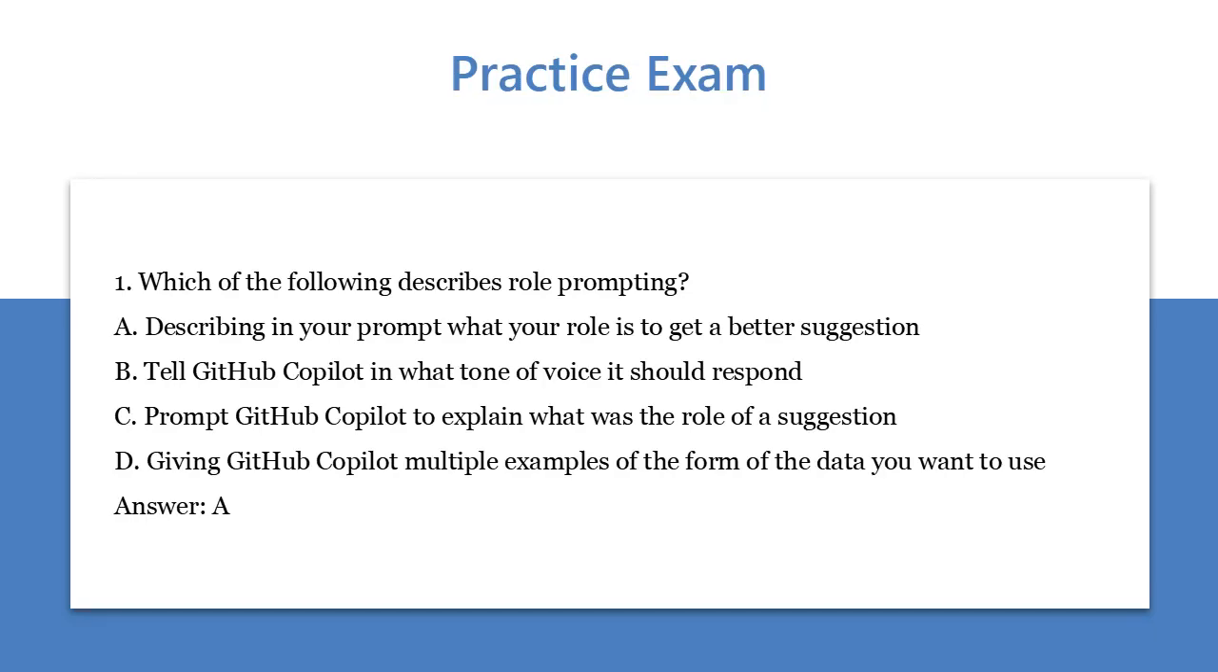1. Which of the following describes role prompting? A. Describing in your prompt what your role is to get a better suggestion. B. Tell GitHub Copilot in what tone of voice it should respond. C. Prompt GitHub Copilot to explain what was the role of a suggestion. D. Giving GitHub Copilot multiple examples of the form of the data you want to use. Answer. A.